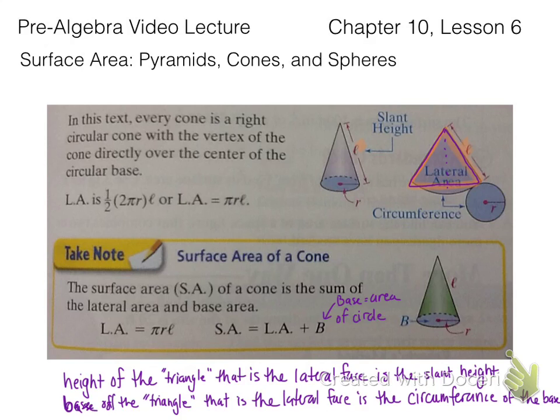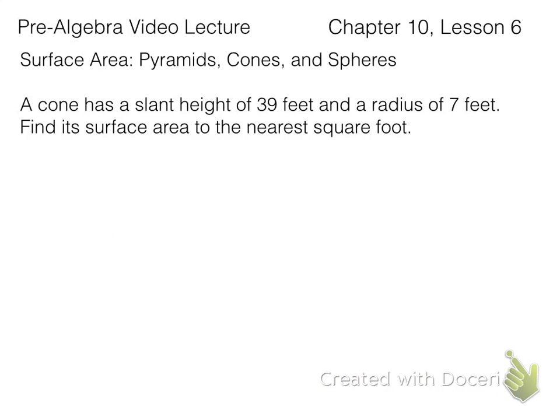So let's go ahead and, oh, you can ignore that, actually. I wrote over myself and didn't realize it. Okay, so let's go ahead and use this information. So we have a cone that has a slant height of 39 feet and a radius of 7 feet. We need to find the surface area to the nearest square foot.